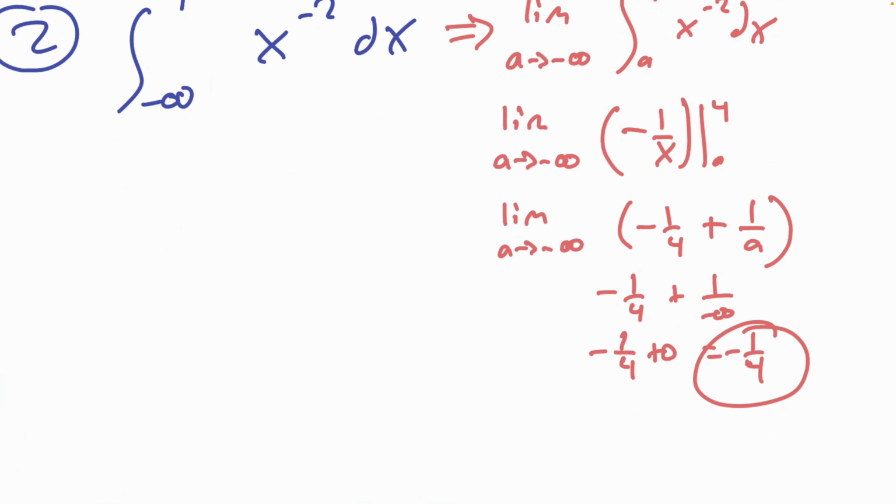Now, we actually got an answer, so we give that answer. This is an example of an answer that converges. We would say this integral converges to negative 1/4. Now, we don't just say it converges and that's it, though.